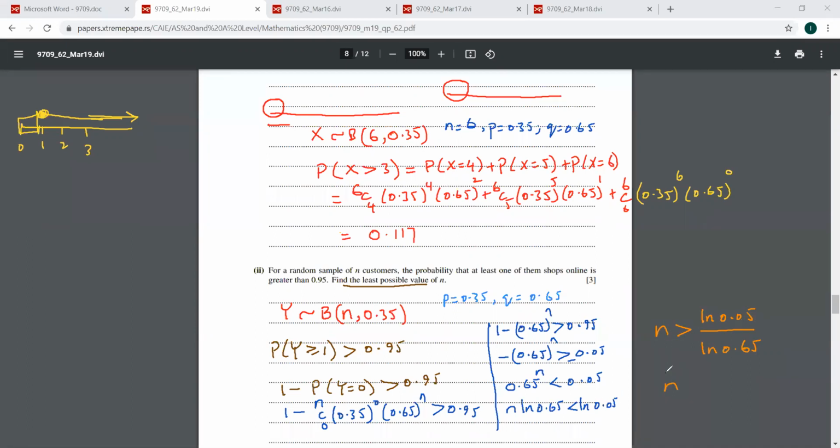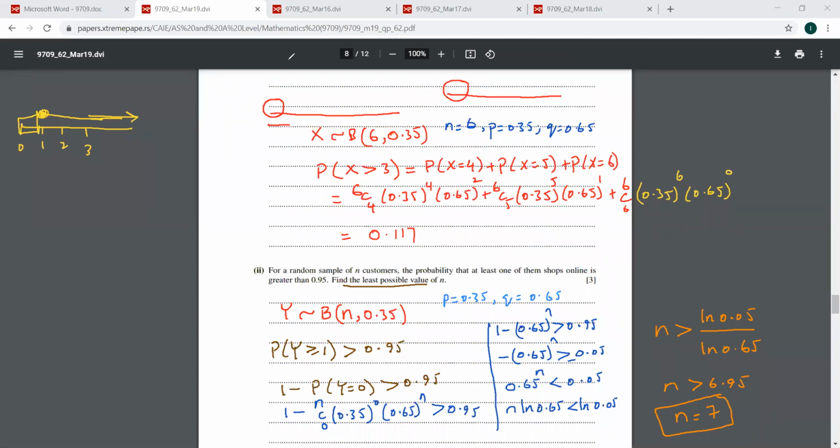So this is going to be ln 0.05 divided by ln 0.65. So we have 6.95. n is greater than 6.95. So we have to give the least possible value. So the least possible value of n is going to be 7 then. This is the least possible value of n.